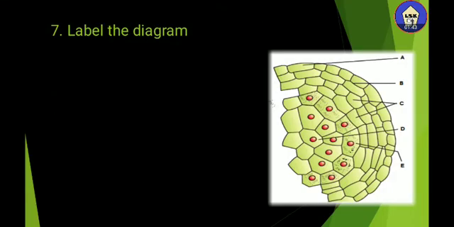Now question number 7. Label the diagram. So this is the diagram of a young anther, the internal structure of a young anther. So here the labeling A represents the epidermis, labeling B endothecium, labeling C middle layers, and labeling D is sporogenous tissue, and labeling E is tapetum.